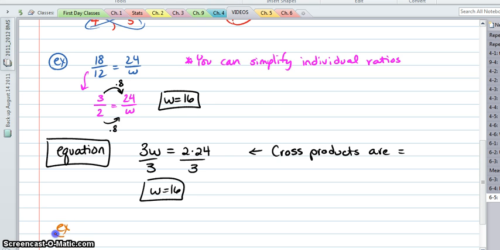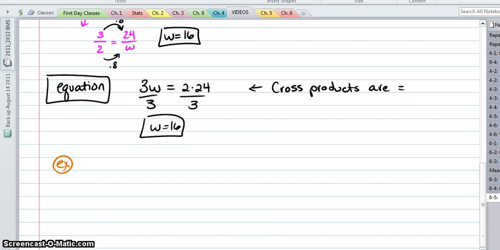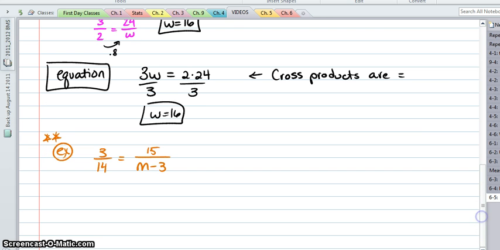Here's an example where a cross product is pretty helpful. Let's say I have the proportion 3/14 equals 15 over m minus 3. Now I would double star this one. This is a little bit trickier because we have to recognize what needs to happen with the order of operations before we go ahead and multiply across.